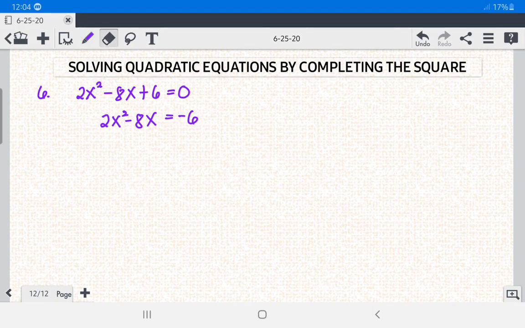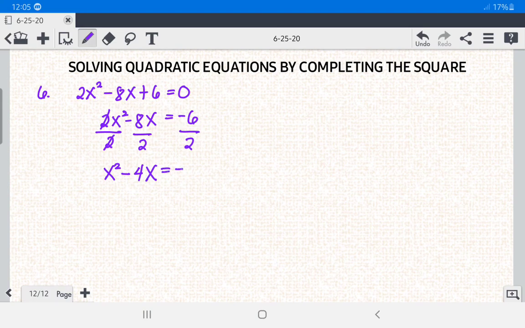The next, to make the numerical coefficient of the quadratic term 1, what we are going to do is divide each term by 2. Okay? So, you cancel this. We have x squared. Then 8x divided by 2, we have negative 4x. Then equals negative 6 divided by 2, we have negative 3. Then after that, we're going to put aside.